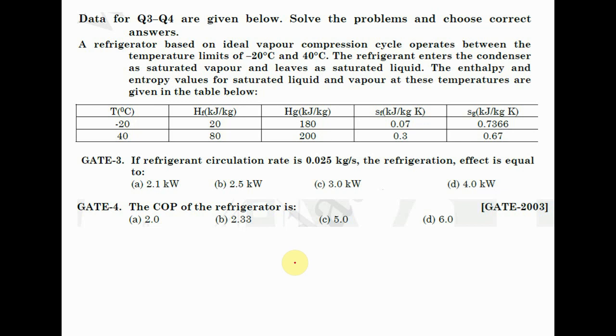So I'll not explain in detail the basics of the vapor compression refrigeration cycle. I'll directly solve the question here. If you do not know the basics, I suggest that you go and watch those basic concepts, what is an evaporator, how the cycle works, and all those things. Here we have a refrigerator based on an ideal vapor compression cycle operating between temperature limits of -20 and 40. Refrigerant enters the condenser as saturated vapor and leaves as saturated liquid. This line is very important.